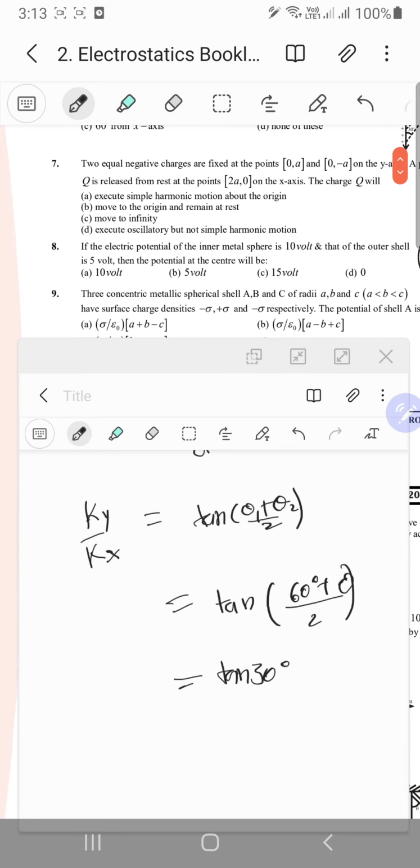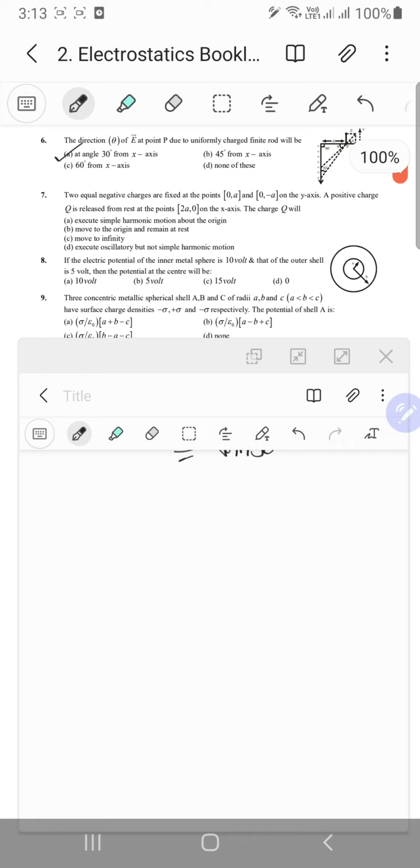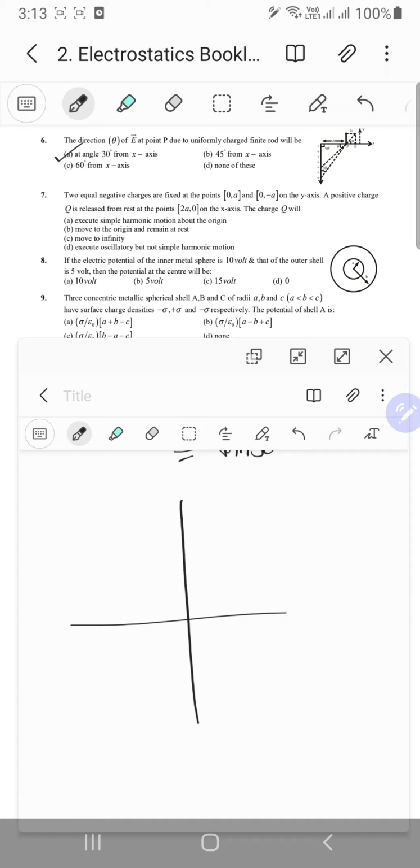Next question. Two equal negative charges are fixed at the points (0, a) and (0, minus a) on the y-axis. Okay, so you got the y-axis. Very bad drawing. Two equal negative charges, both are negative, so just say it's minus q, minus q. A positive charge Q is released from rest at the point (2a, 0), so it's over here on the x-axis. So this point is 2a, this is a, this is a.